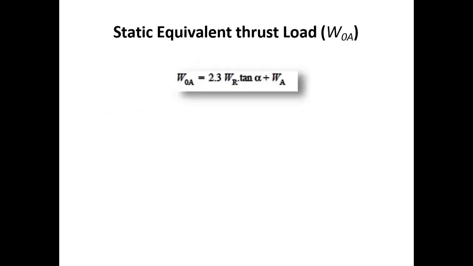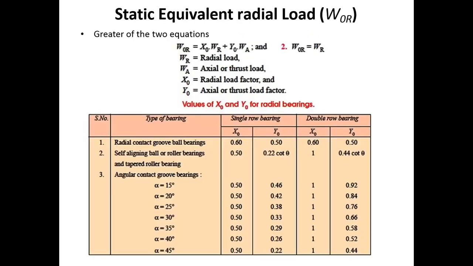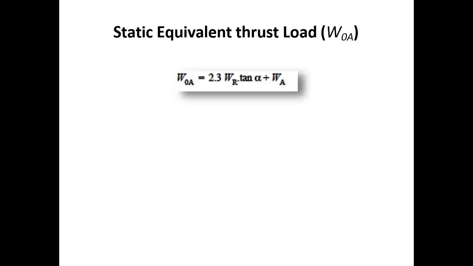Now, the static equivalent thrust load W0A can be derived as 2.3 WR tan alpha plus WA, where WR is the radial load and WA is the thrust load.